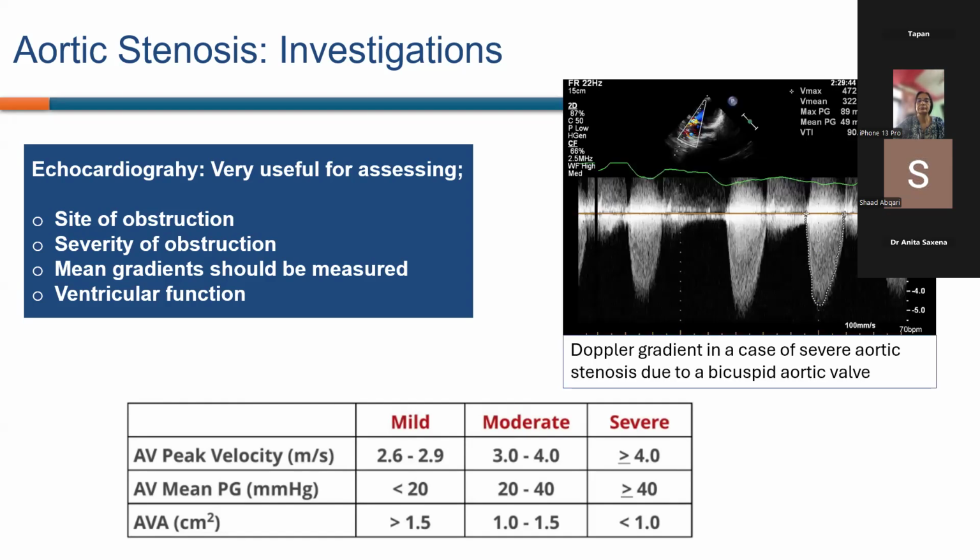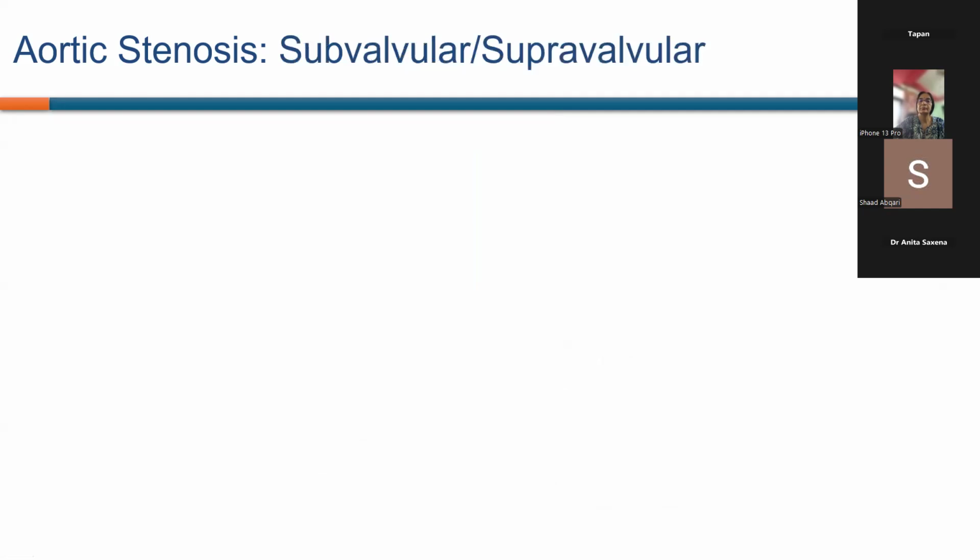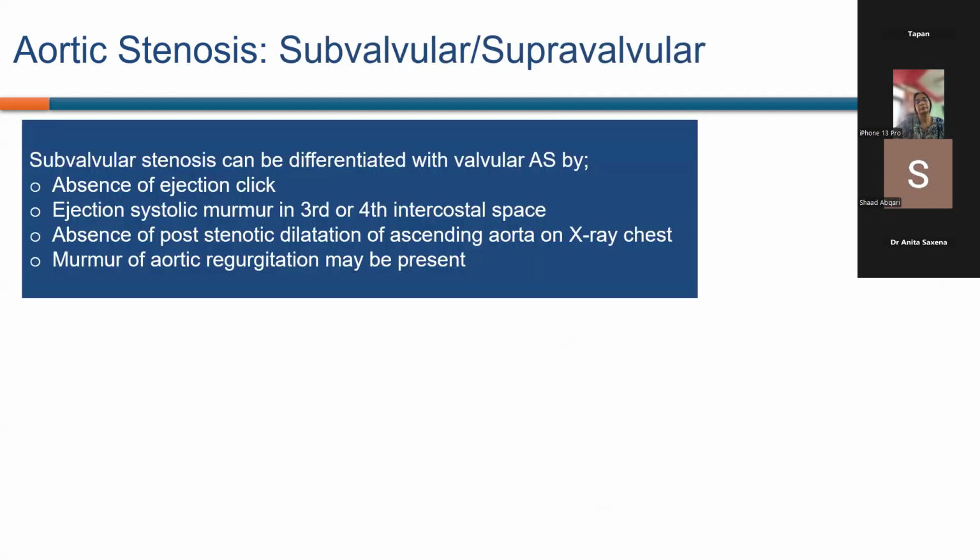Here is an example of Doppler gradient being measured in case of severe AS, and as you can see, you need to measure not only the peak gradient but also the mean gradient, which is usually done by tracing, by continuously tracing this Doppler signal. And you can see the mean gradient is 49, peak gradient is 90, and that obviously falls into severe aortic stenosis group. Subvalvular stenosis can be differentiated by absence of click.